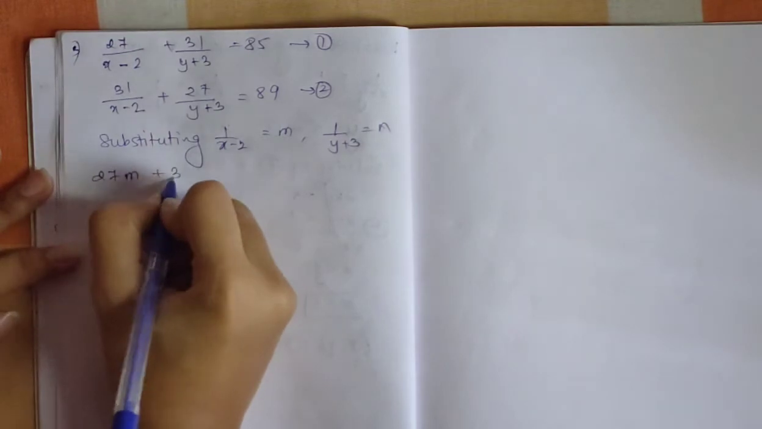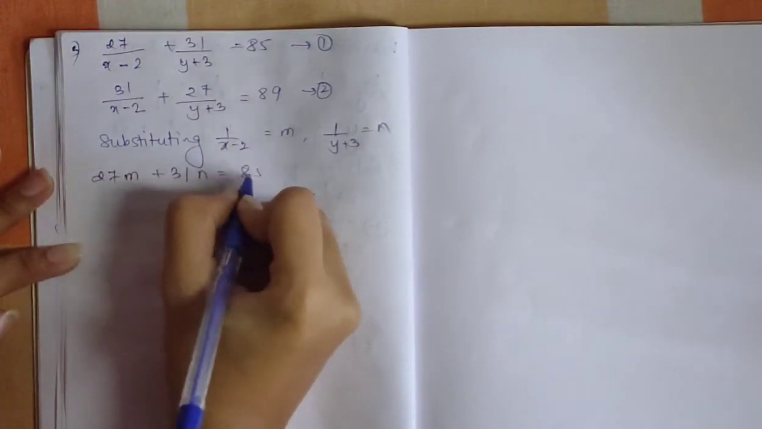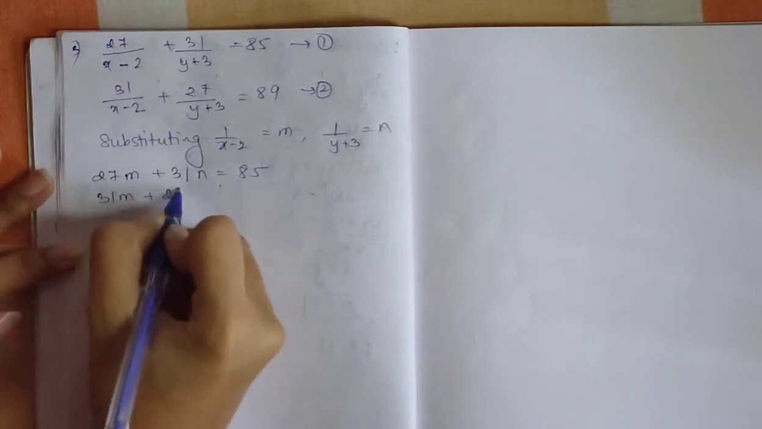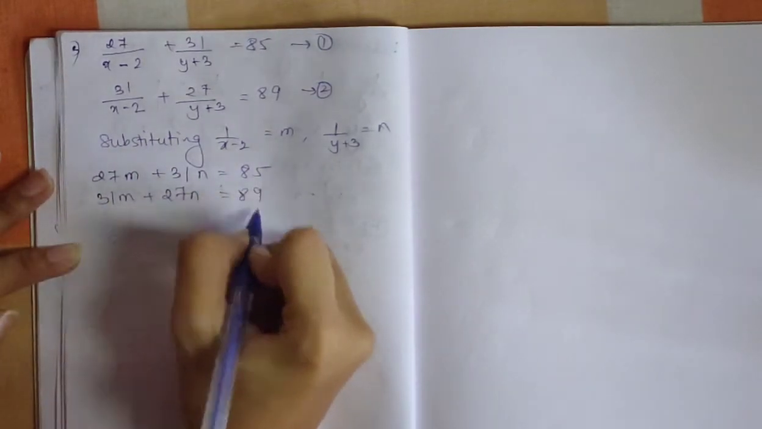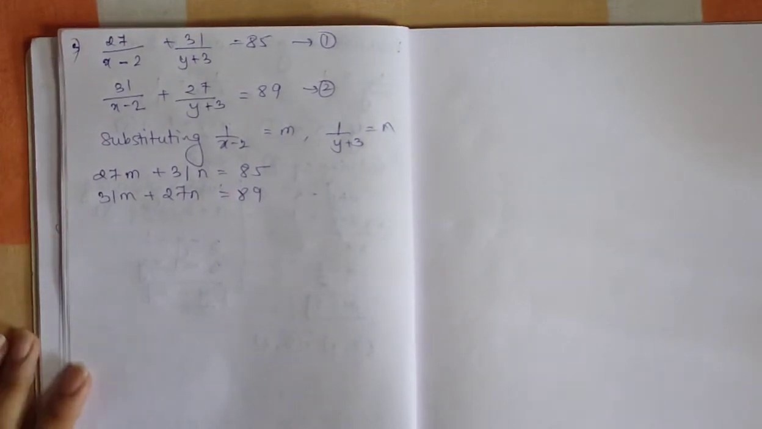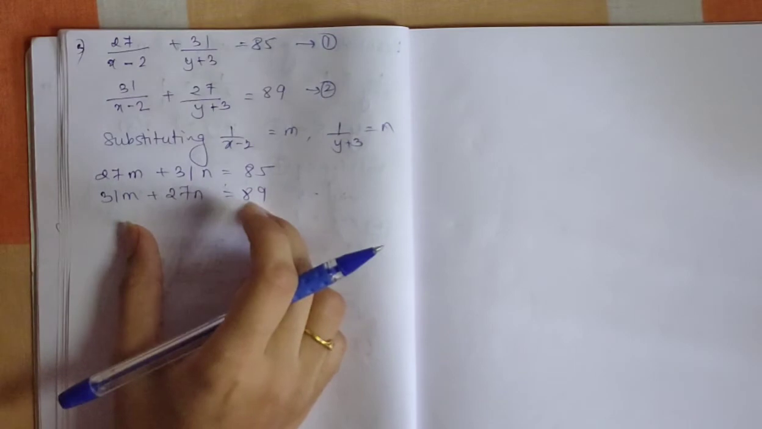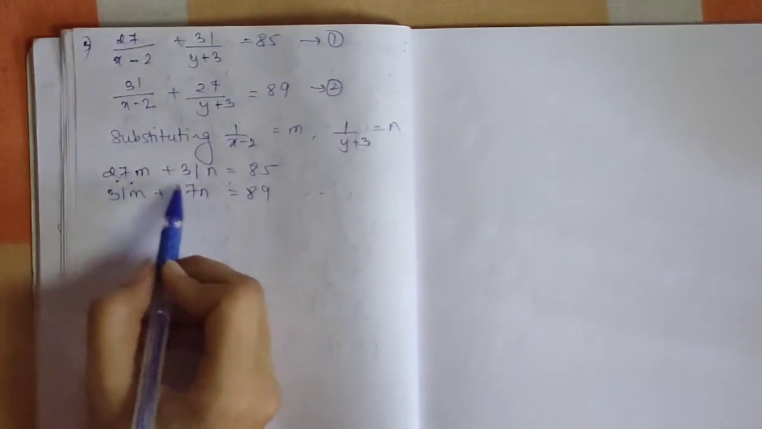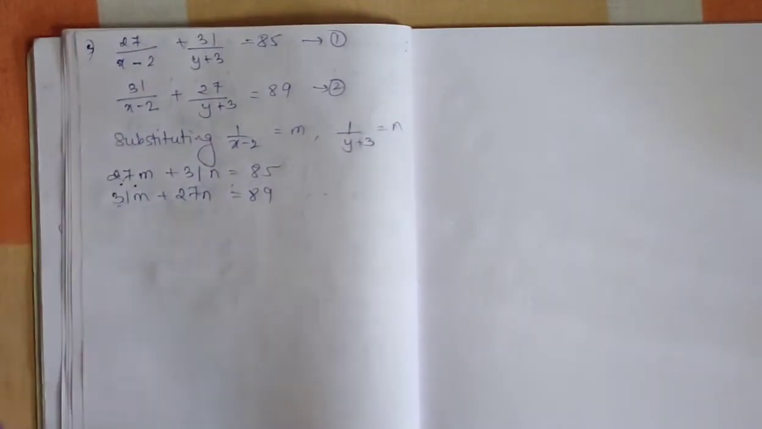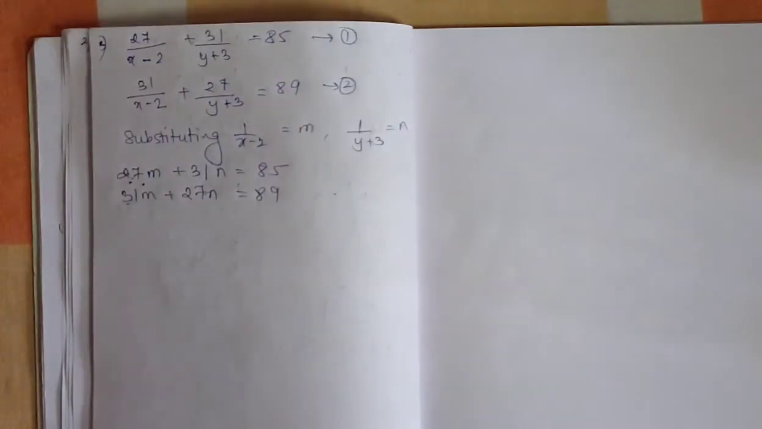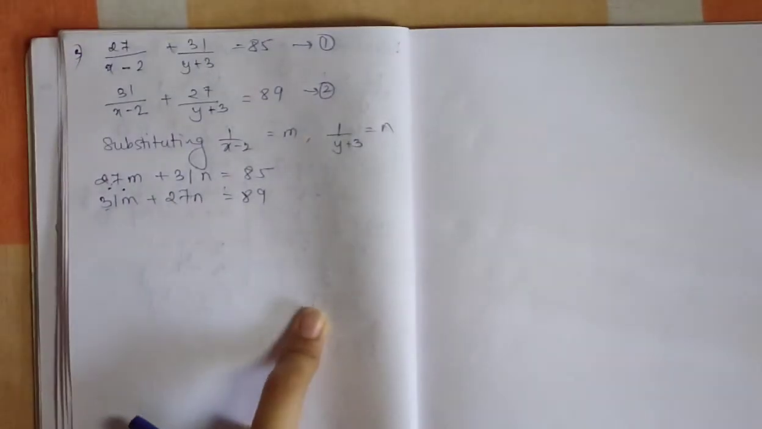27m plus 31n is equal to 85, and this will be 31m plus 27n is equal to 89. Now what I am going to suggest is, you remember that method of adding and subtracting which we had done long before. So to solve these type of sums, same numbers, can you see this? 27, 27, 31, 31. And how do you solve this type of sums? Adding and subtracting method. You can also use a LCM method to do this.